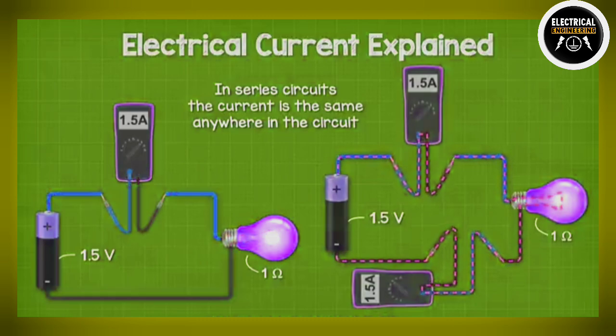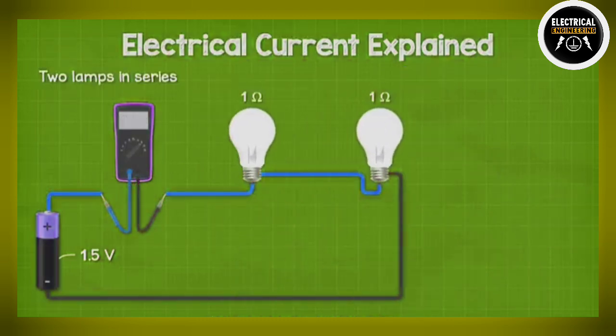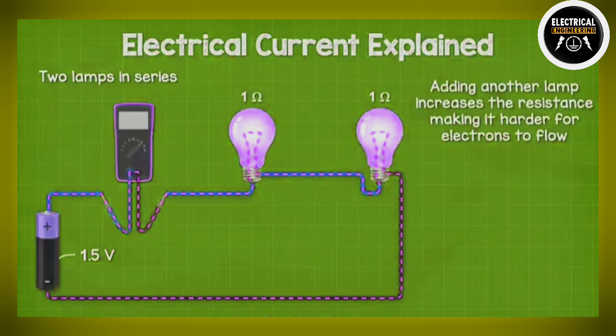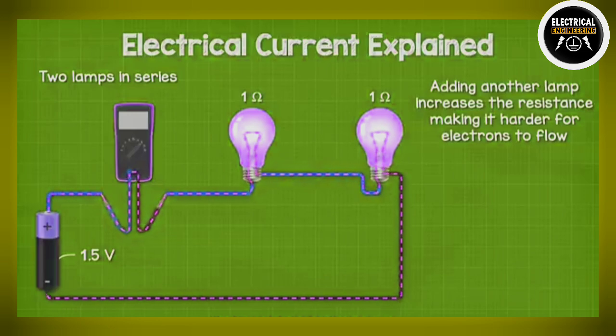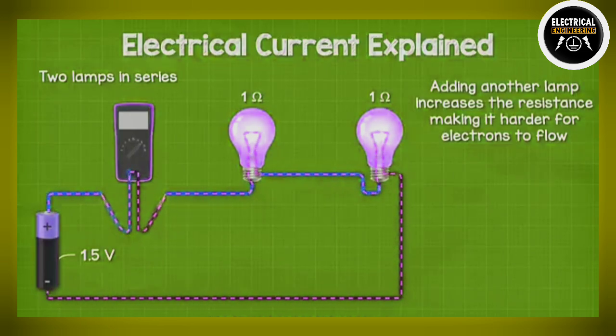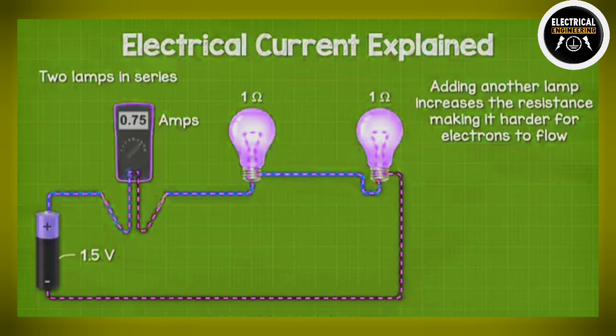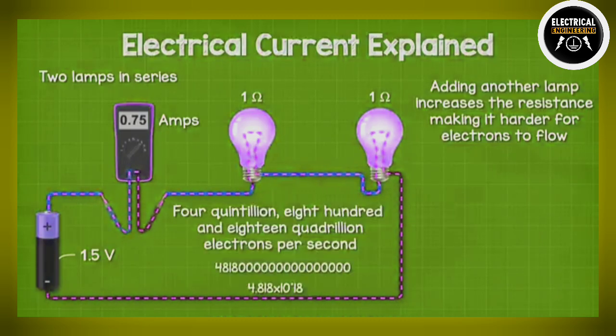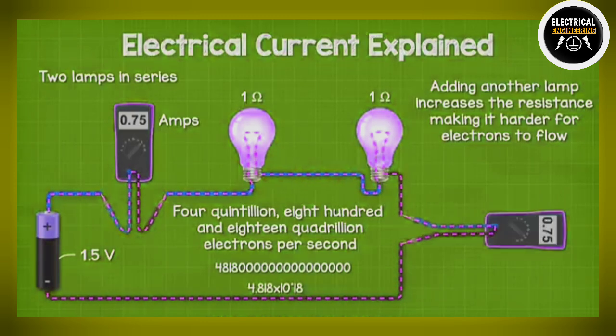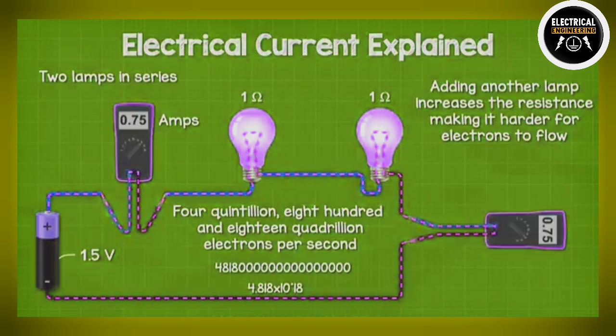If we add another lamp to the circuit, connected again in series, and the lamp also has a resistance of 1 ohm, then we're adding more resistance to the circuit. So it's now harder for the electrons to flow through, and so we see a reduction in current. In this case, we get a reading of 0.75 amps, which means 4,818 quadrillion electrons are flowing. This circuit is in series, so again we can move the multimeter and we get the same reading.